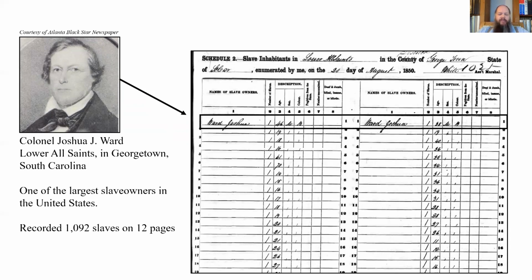Now this contained an immense amount of information. It tells us a lot about Colonel Ward. We know that he's well-to-do, he's very wealthy. We know that he's a substantial landowner and a substantial slave owner. Because of this information, we are able to put together a vignette of his life.